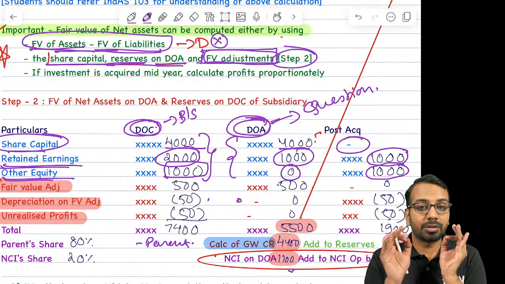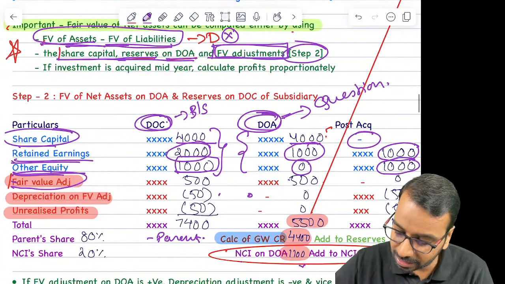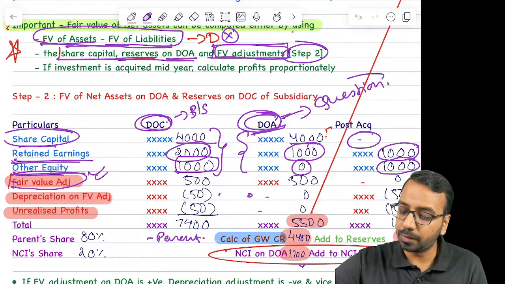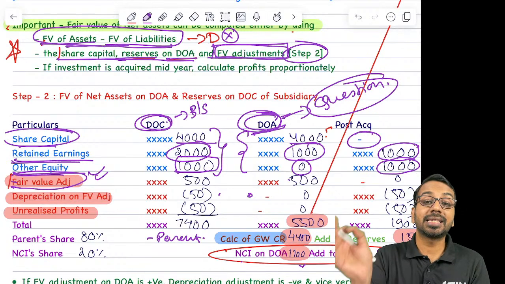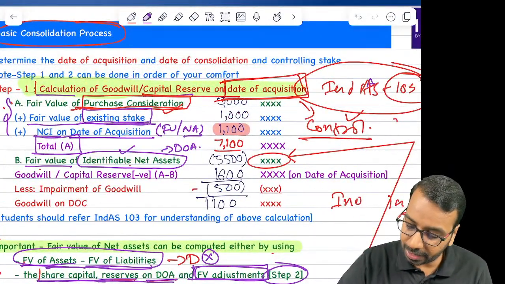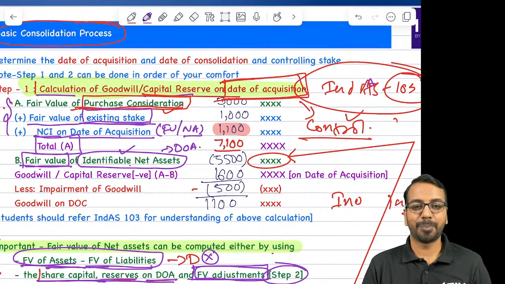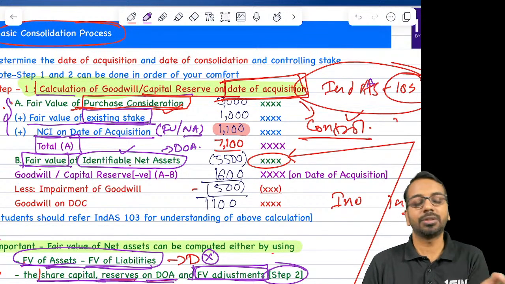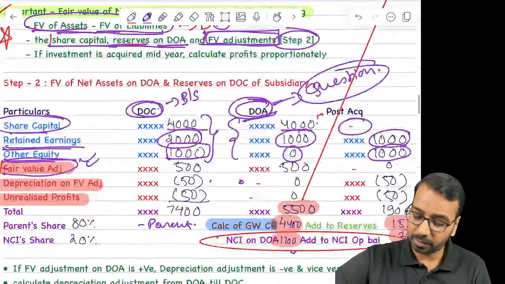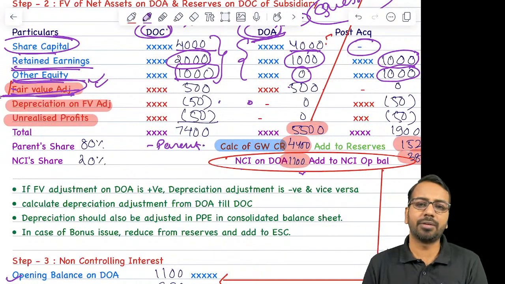What we have to keep in mind is the fair value adjustment, and here is where a lot of students make mistakes. The date of acquisition number given in the question is as per the book values, but as per this step we have to take the fair value of identifiable net assets. There is a possibility that the net assets have a different fair value than what is captured by the subsidiary. In that case, we have to take a fair value adjustment. Now sir, what is this fair value adjustment?